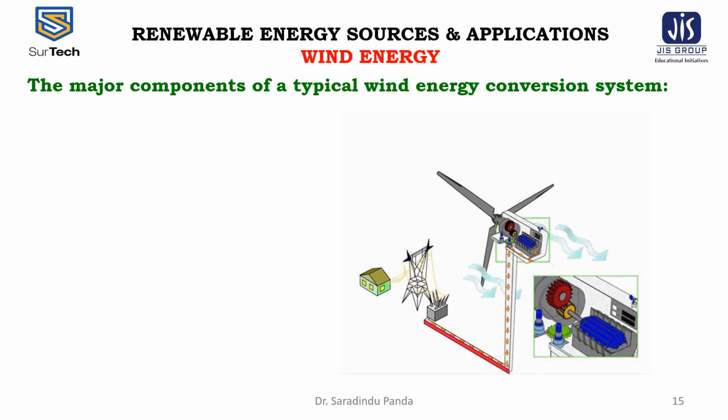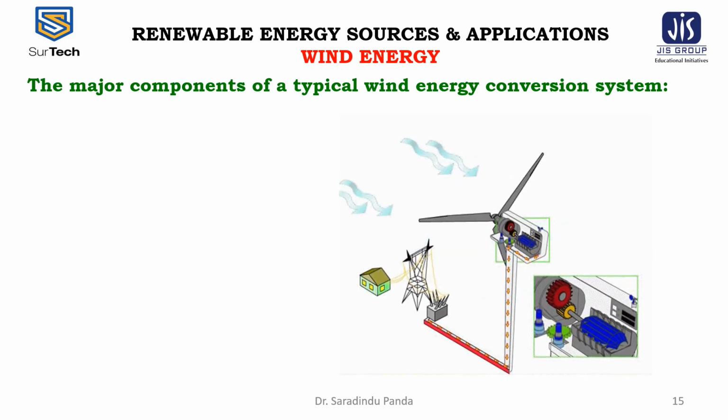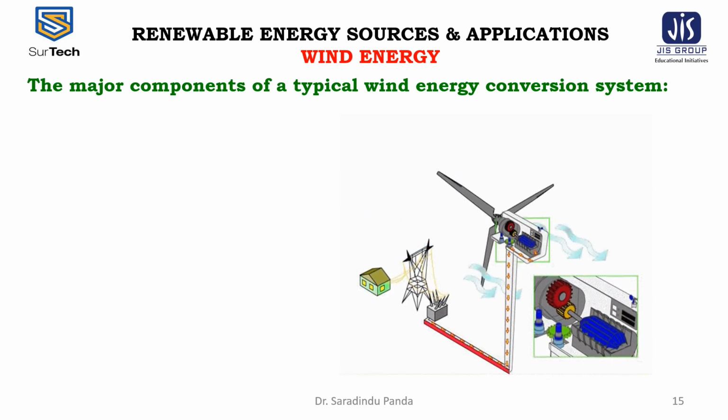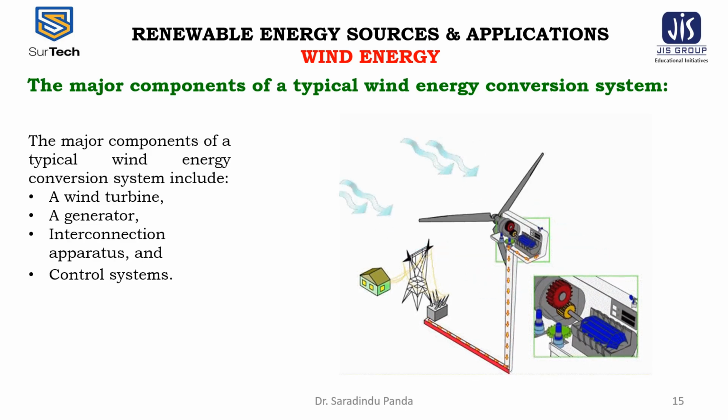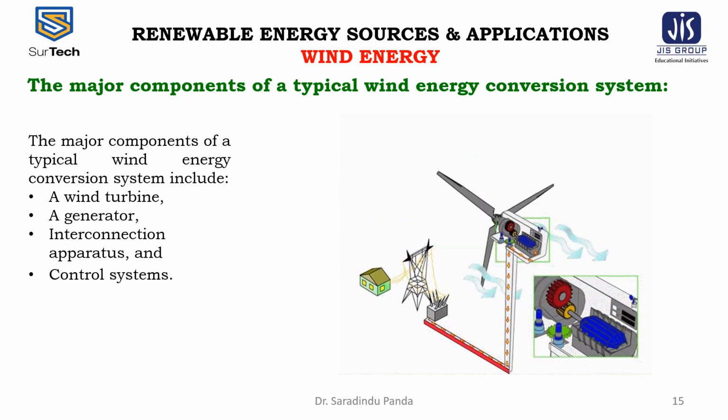Thanks to the extensive R&D efforts during the past 30 years, wind energy conversion has become a reliable and competitive means of electric power generation. The lifespan of modern wind turbines is now 20 to 25 years, which is comparable to many other conventional power generation technologies. The average availability of commercial wind power plants is now around 98%. The cost of wind power has continued to decline through technological development, increased production level, and the use of larger turbines. Now the major components of a typical wind energy conversion system include a wind turbine, a generator, interconnection apparatus, and the control system.